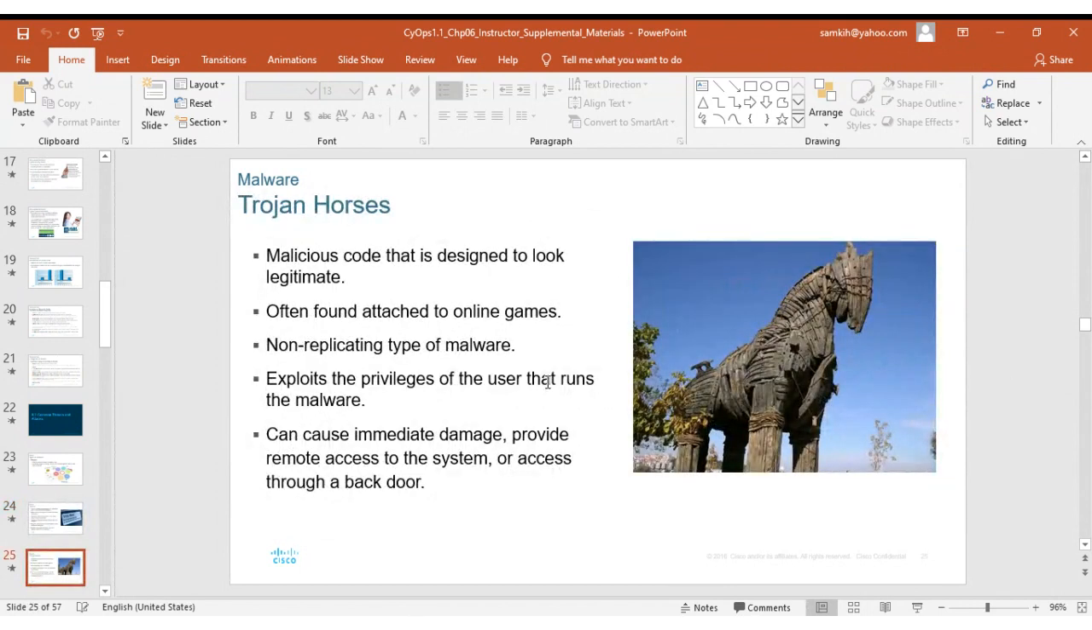So we have some of the malware which is called a Trojan horse. It's not a horse like what you can see. You can see this one is a horse. A Trojan horse is not a horse, but is a kind of attack. It's normally a malicious code that is designed to look legitimate. So you think that the content you are trying to access is legitimate, but it's not. And they are majorly attached to online games.